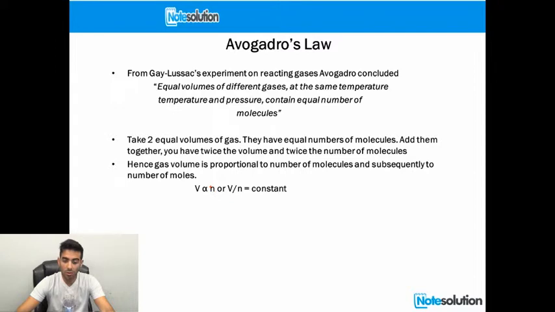So what Avogadro came up with is a proportionality between the volume and the number of molecules, or number of moles, as you can see here. He realized the gas volume is proportional to the number of molecules and subsequently to the number of moles. So V is directly proportional to n, the number of moles, and it's written as V over n equals a constant.